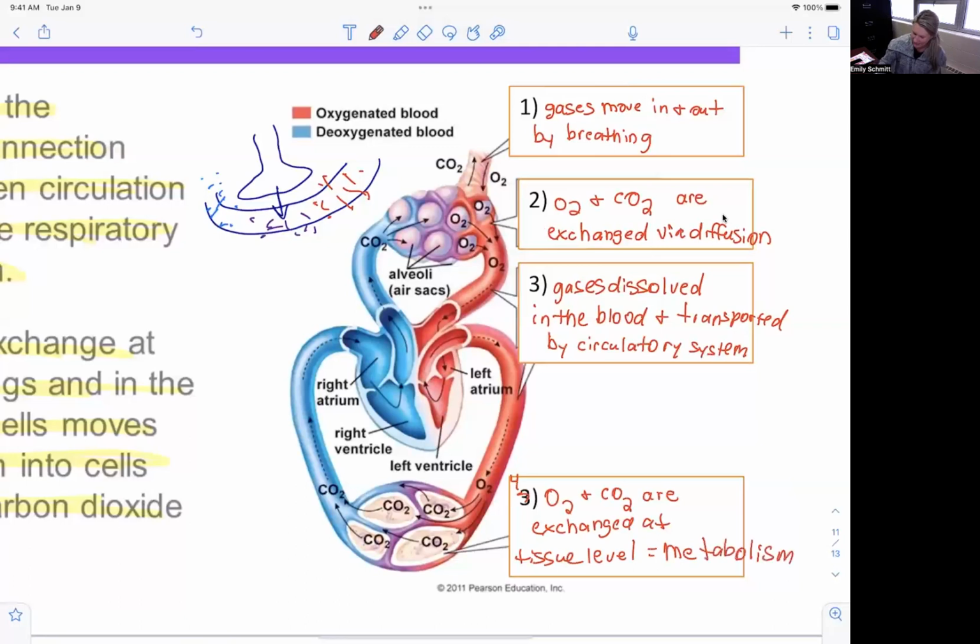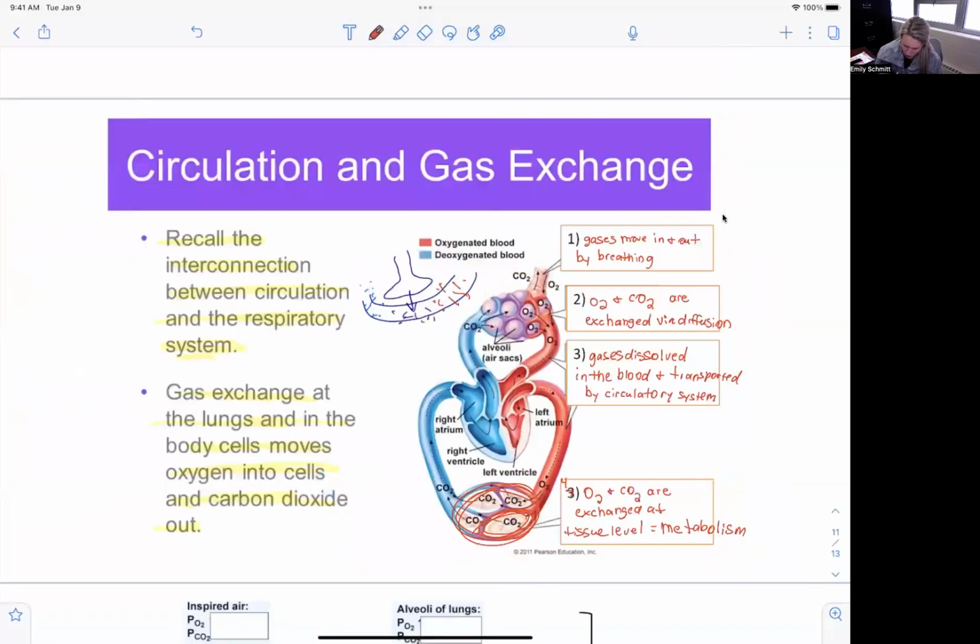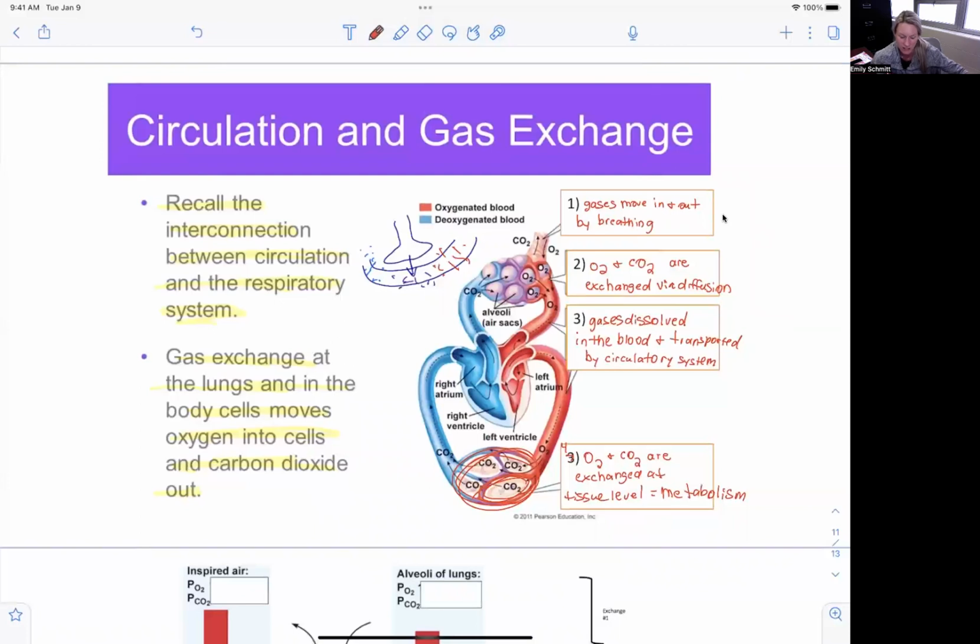So remembering back to that second unit here, where we have our metabolism, our aerobic metabolism underway. So this again is just another example and visual in discussing circulation and gas exchange.